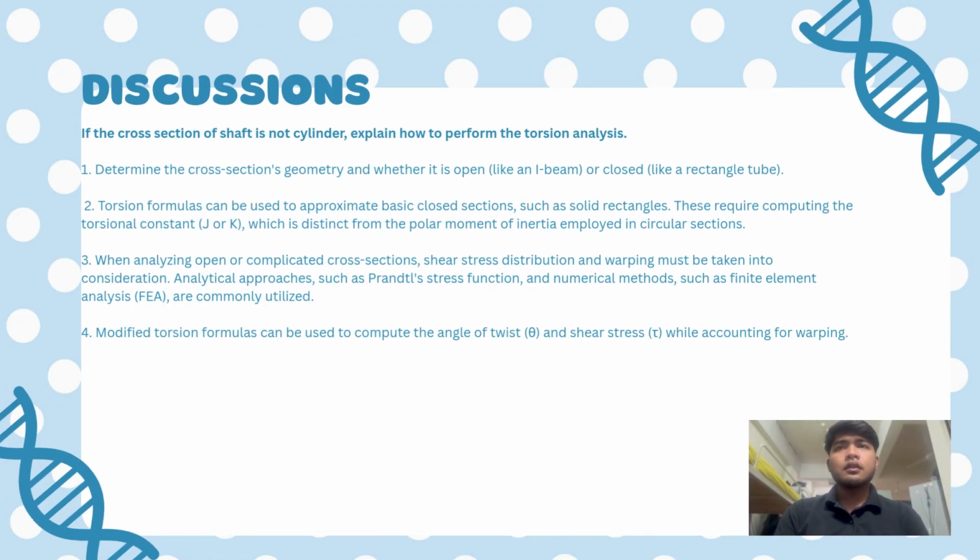Okay, the question is, if the cross section of the shaft is not a cylinder, explain how to perform the torsion analysis. The answer is, the first one is, determine the cross section's geometry and whether it is open, like an I-beam, or closed, like a rectangular tube. The second one is, torsion formulas can be used to approximate basic closed sections such as solid rectangles.